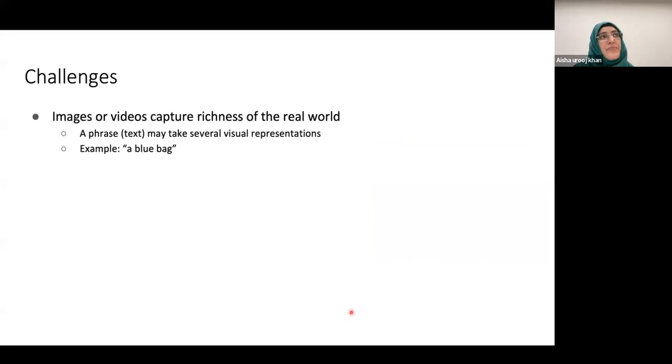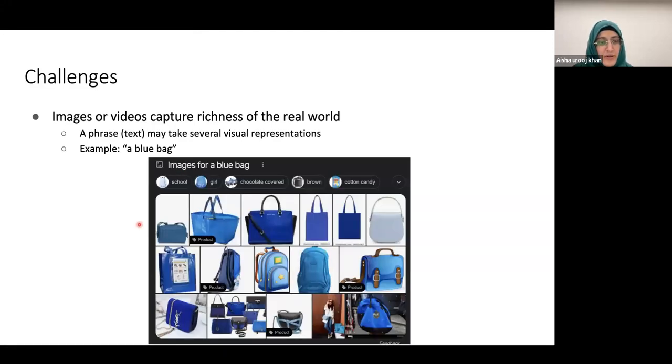Another challenge we face with VQA is that a simple phrase in language may take many visual representations. For example, here I Googled the simple phrase, a blue bag, and I could see all kinds of shapes and varieties of blue bags. This makes the task very difficult, because when training a model we need data, and if you show a certain kind of blue bag and then at test time show a different kind of blue bag, the model may struggle.